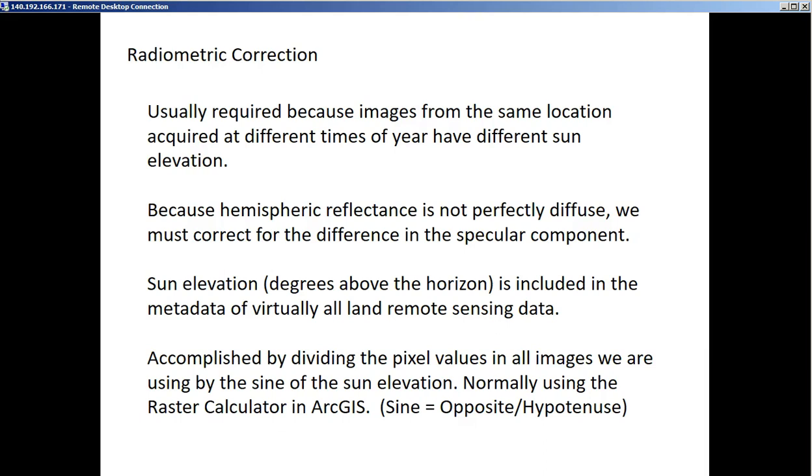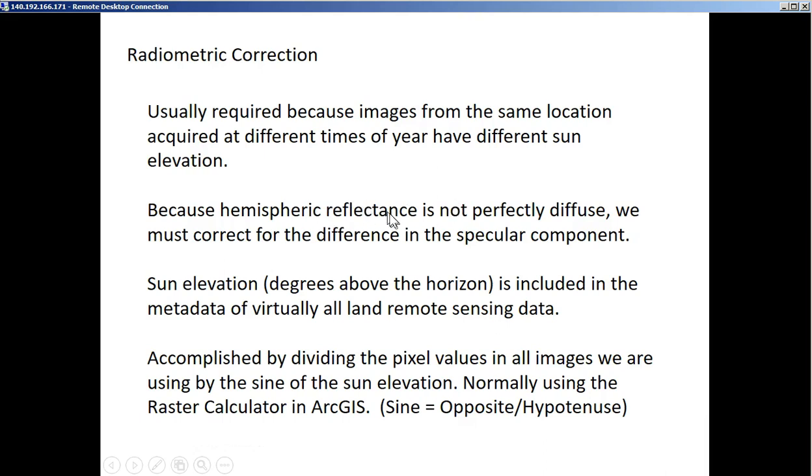So in radiometric correction, again, you have to do it anytime you have a pretty significant difference in the date of our imagery. It's less of a worry if you have the same date, certainly, or where you have very similar, very close sun elevations. And this is more than a week or two. You need to do this kind of radiometric correction.